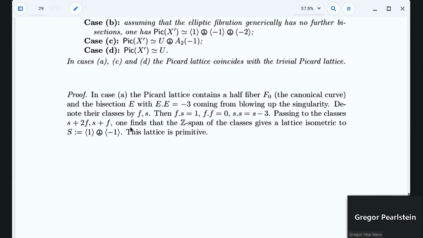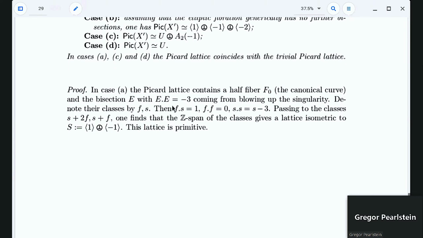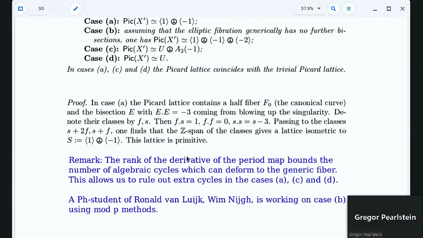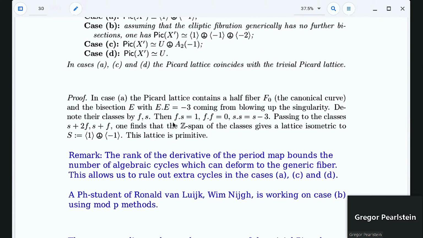And playing around, you see that this gives us the lattice isomorphic to 1 minus 1. And like I said, some calculations with the derivative of the period map will allow us to confirm this. That's the remark here. Okay, so in case B, what to do?